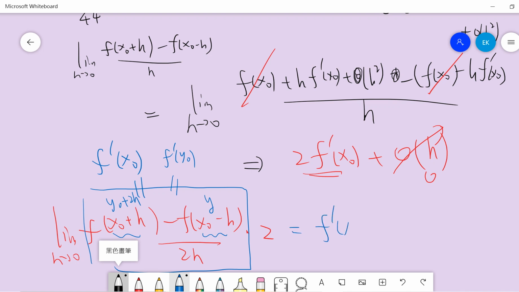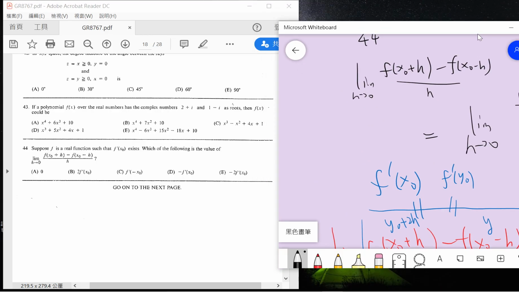So this tells you the answer is f prime of x0 times 2. Okay, so the answer is B. The answer is B.